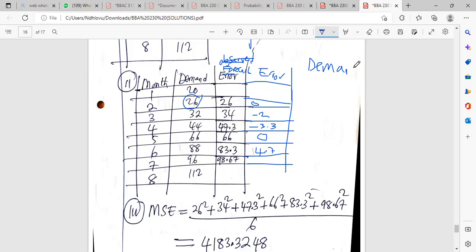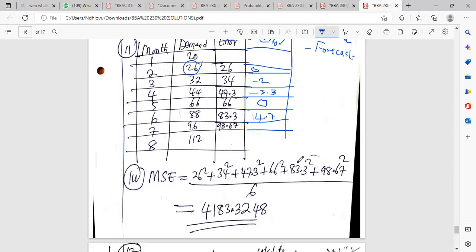We are together. So demand minus what? Minus the forecast. I'm sure we are together there. Are we together there? So we can now get 96 minus the other one, 98.67, which gives us negative 2 point what? 67. Are we together? So this is how we are getting these values.